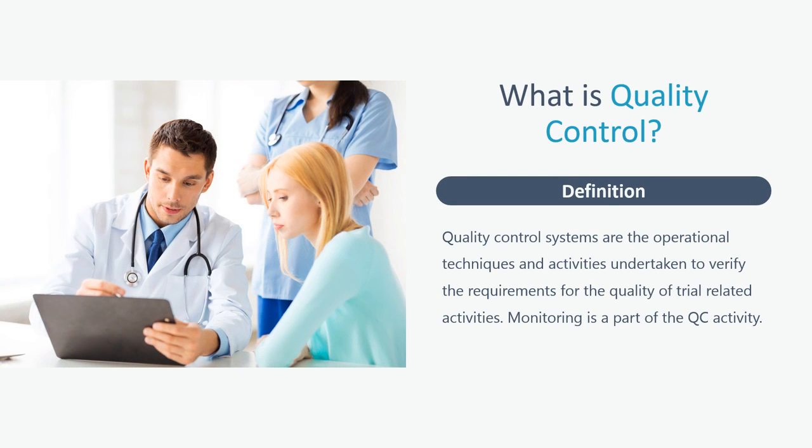In order to fully understand monitoring, first, one must have a better understanding of what quality systems are, and what their purposes are. Quality control systems are the operational techniques and activities undertaken to verify the requirements for the quality of trial-related activities. Monitoring is a part of the QC activity. Monitoring activities are undertaken by the trial members themselves. Audit is an inspection undertaken by personnel independent of the trial in accordance with the protocol of the study and standard operating procedures, or SOP. It is part of a QA activity.